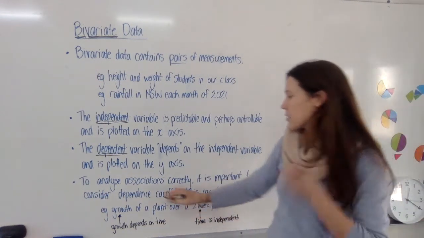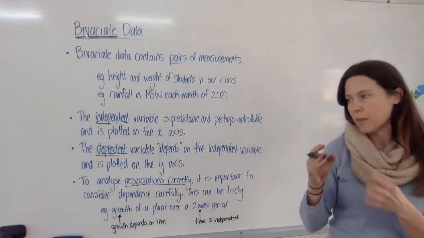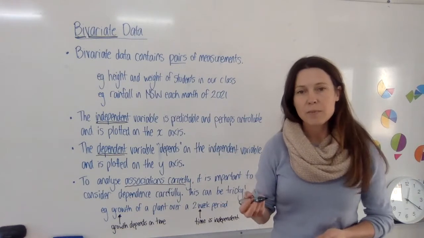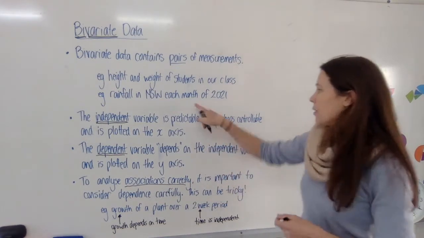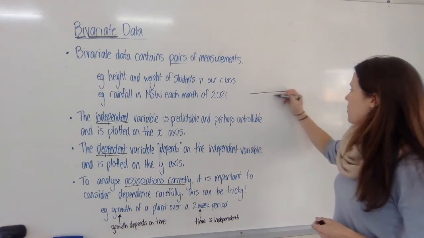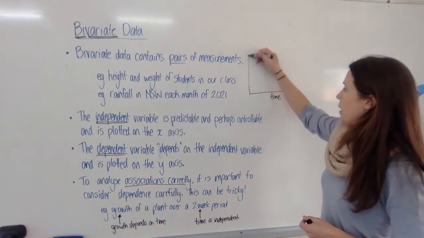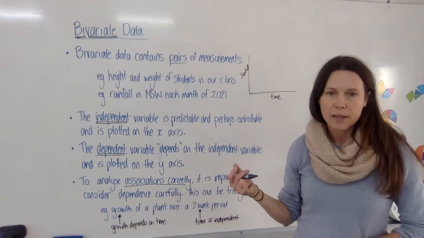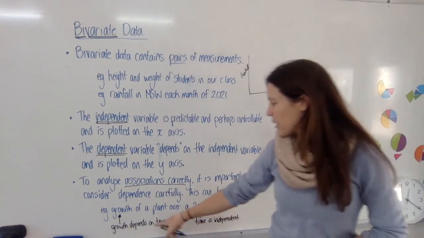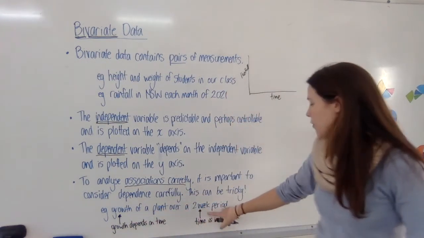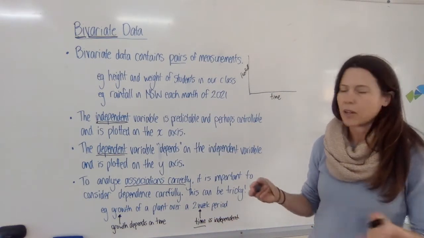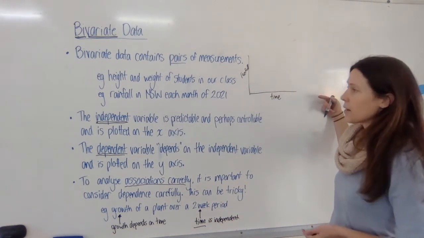Now, to analyse the associations correctly between two variables, it's really important that we consider dependence carefully. And sometimes it's really easy to spot. I think this example is easy. We can see that time needs to go on the x-axis and rainfall needs to go on the y. But sometimes it's harder than that. Another easy one would be we're looking at the growth of a plant over a 2-week period. Again, we've got time, that's independent. Anything with time, you're pretty sure is going to go on the x-axis.